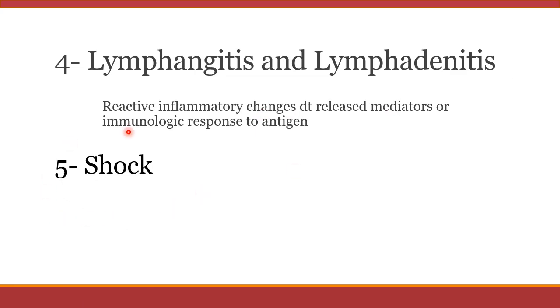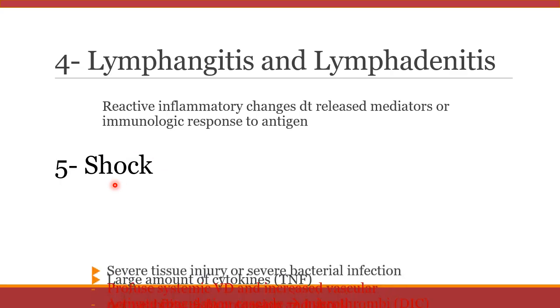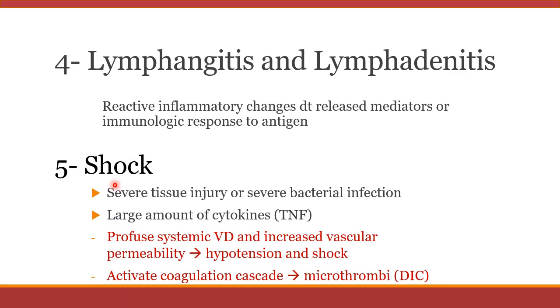Then we have another effect of acute inflammation in some conditions, which is shock. Shock can happen because of a severe tissue injury or in cases of severe bacterial infections. So this is not a common condition that happens with everyone or every type of acute inflammation. It happens only in the most severe cases. Why can we see shock in those severe conditions?